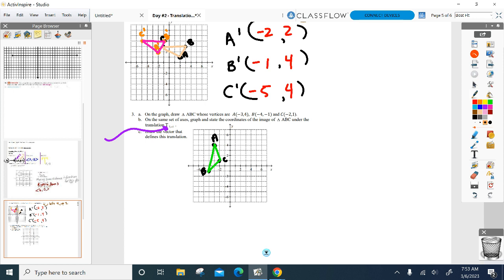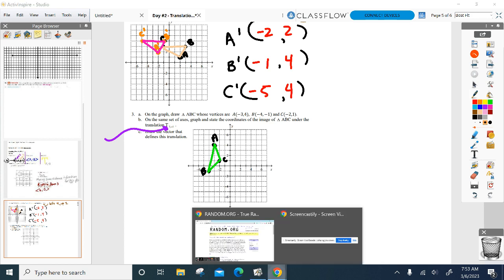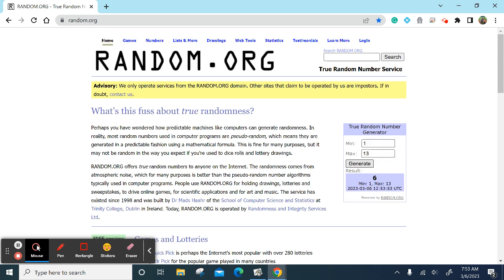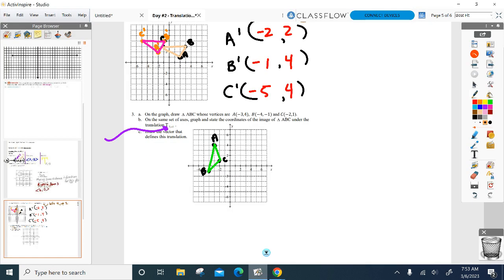And then part B, it says, under that translation, now I'm using that other notation, capital T with the subscript 3, -1. Somebody tell me where are the points going? Direction and distance. I'm moving all points where? Right 3, down 1. There you go, everyone. Right 3, down 1. Got to be aware of all the different notations for a translation.